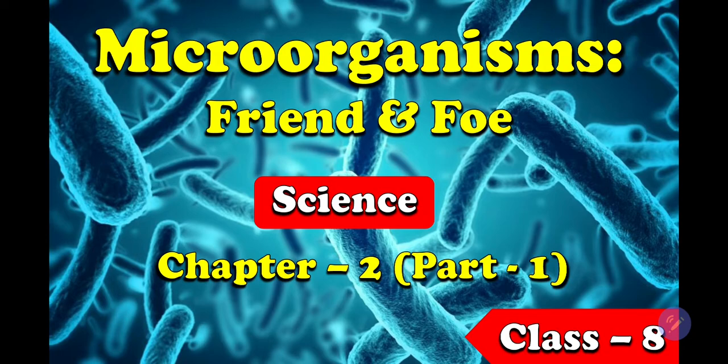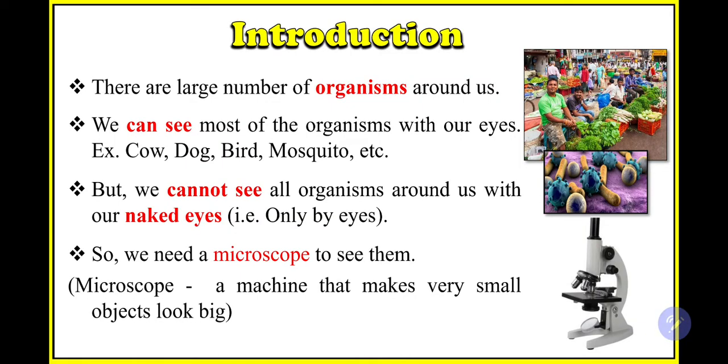Some microbes give a benefit, which are good for us, and there are some microbes which are harmful to us. So here, friend means the microorganisms which are beneficial to us, and foe means enemy, that is, the microorganisms which are causing harm to us. So let us get into the class.